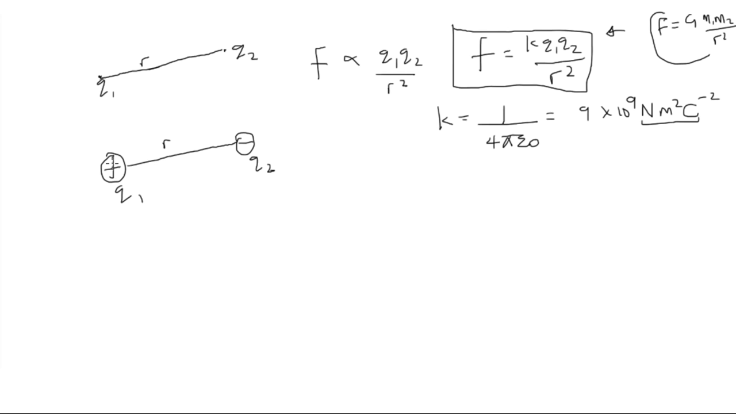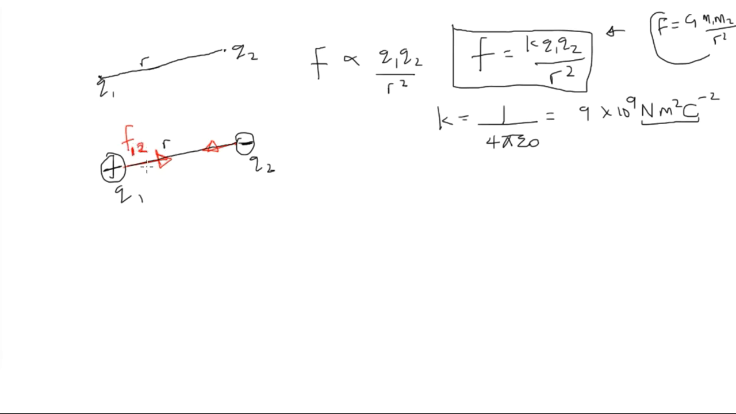Now, if Q1 is positive in this case and Q2 is negative, according to that law they will attract each other. It means Q1 will move in this direction and Q2 will also move in this direction, on a straight line. When Q1 is placed in space and then Q2 is placed, and they have opposite charges, Q1 feels a force attracting it to Q2. That's why it is moving in the direction of Q2. It is being attracted by Q2. I will call this force F12, that is, the force on charge one by charge two.